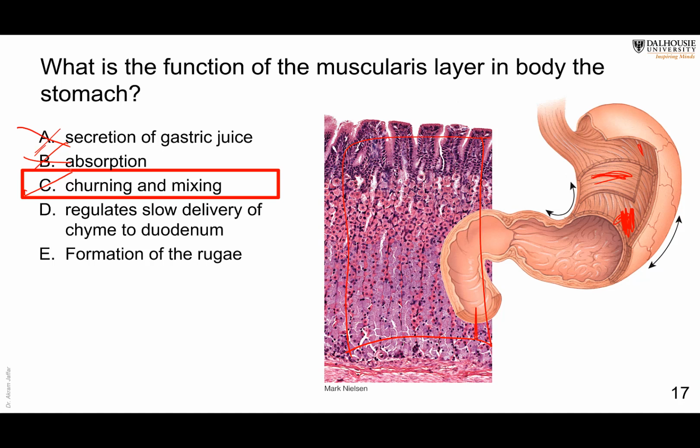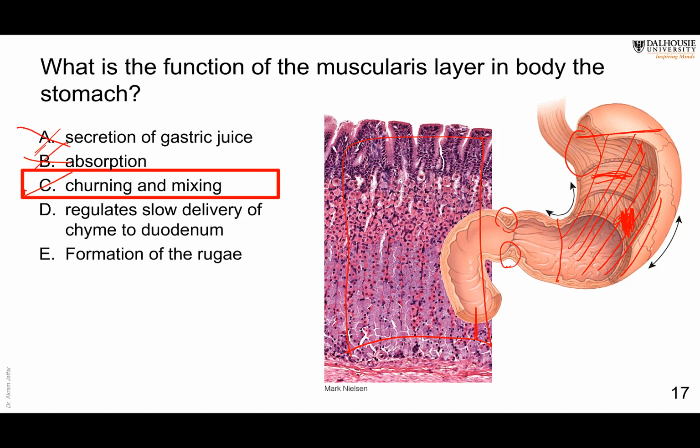Regulates the slow delivery of chyme to the duodenum. This regulation is taken over by thickening of circular muscle fibers, which are located in the pylorus of the stomach. This is what we call the pyloric sphincter. So it is not in the body of the stomach. The stomach has this region which is called the cardia, and then we have the dome-shaped area here which is called the fundus, and then the narrow part which is called the pylorus, and the remaining part of the stomach is the body of the stomach.